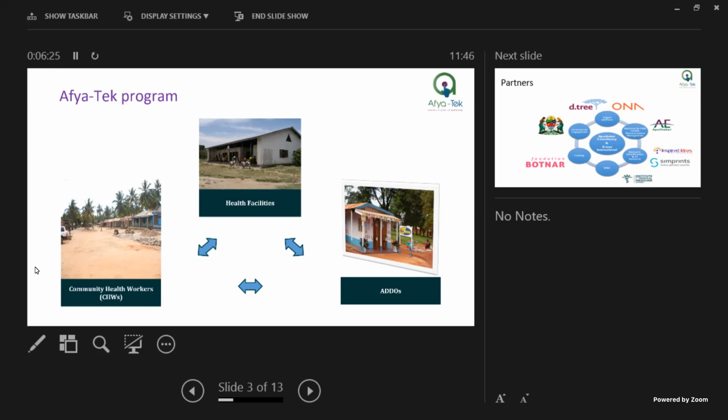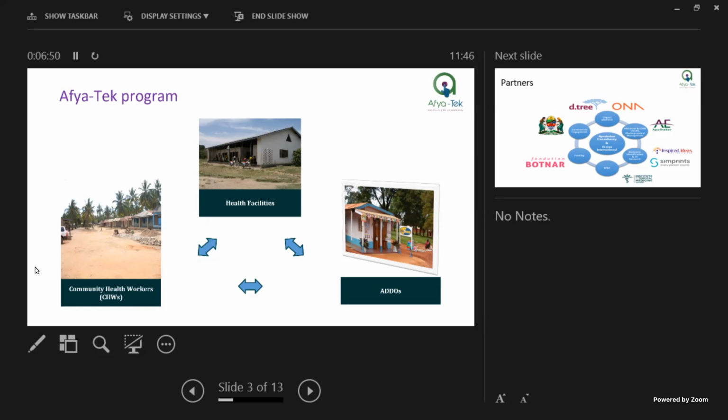Our key intention is improving maternal, child, and adolescent health. In Kibaha, we're working in two districts of Pwani region in Tanzania, and the intention is to improve prompt treatment and care for these three target groups: mothers, children, and adolescents. This program has been in Tanzania since 2020.